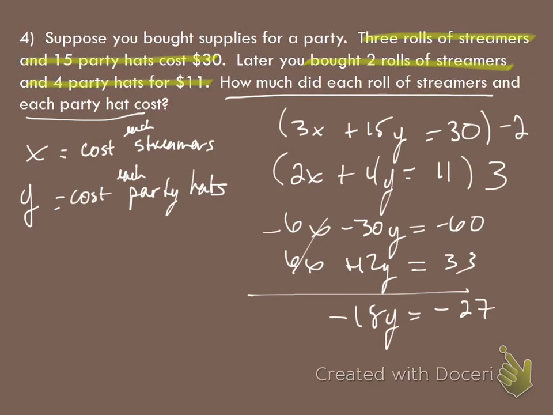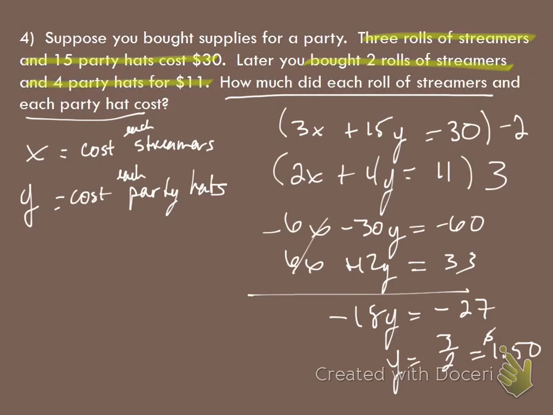Okay. And then divide both sides by -18, and we get 3 over 2 when we reduce. But now we got to think about what y stands for. And y stands for the cost. It's a cost. 3/2 does not give you a cost. So go ahead and divide it out, and you'll get 1.5, or since it's a cost, it's money, so $1.50. So the party hats cost you $1.50 a piece.